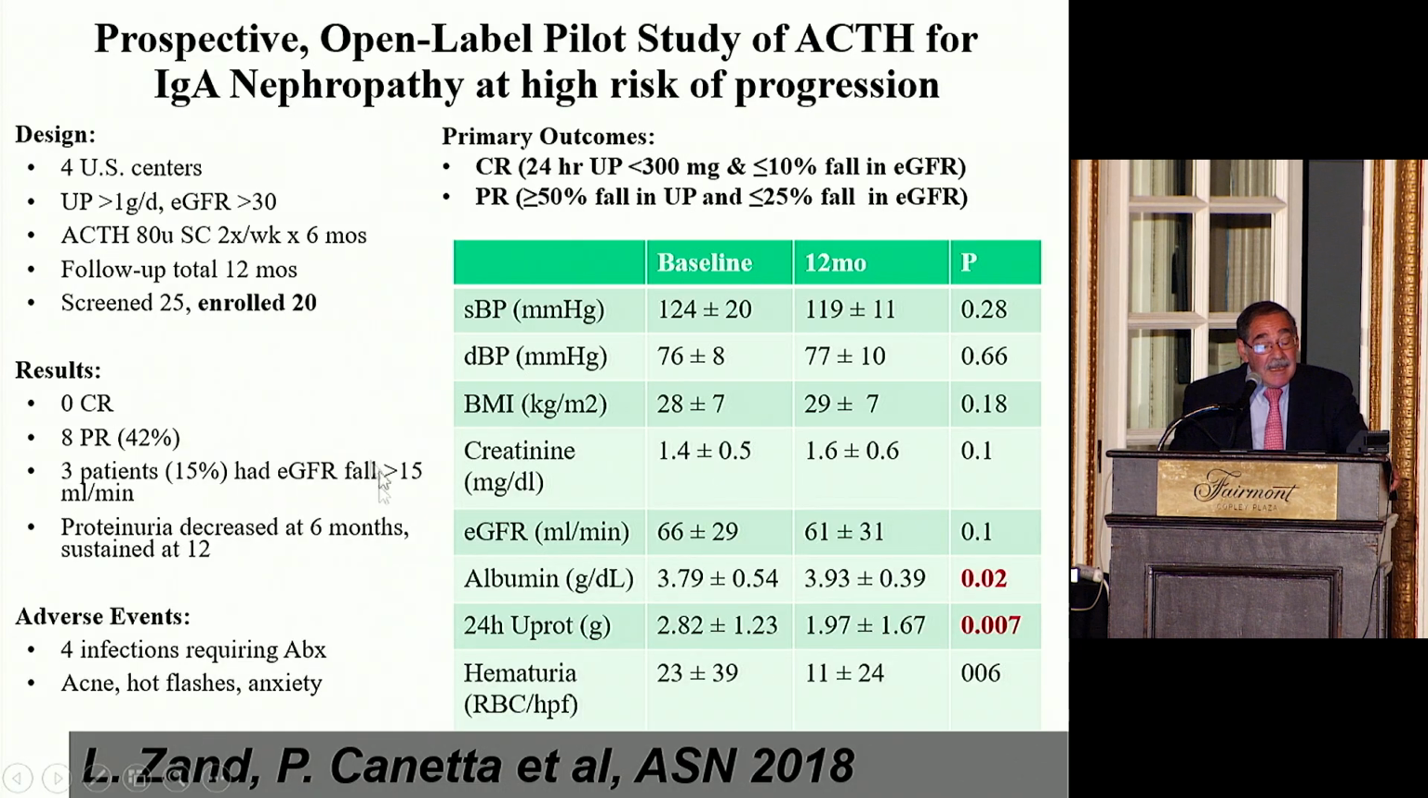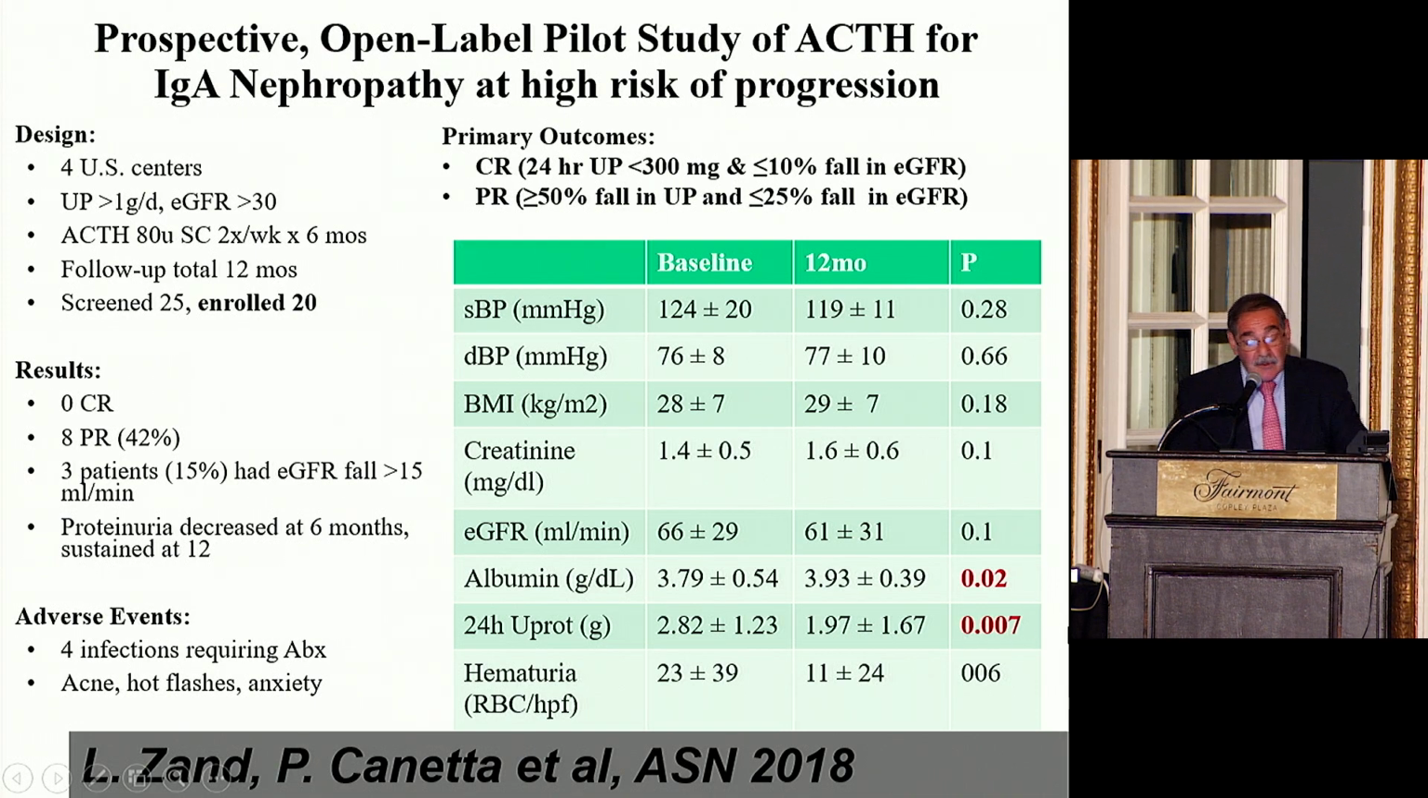And ACTH. This is the data from the abstract at the ASN. The paper's already in press, so that'll come out. But essentially, looking at a group of 20 patients, open label, everybody got the Acthar, the ACTH. There were no complete remissions. There were 8 partial remissions of these patients here. And if you look, here's the albumin, which came up, and the proteinuria came down. But it's not a huge difference.